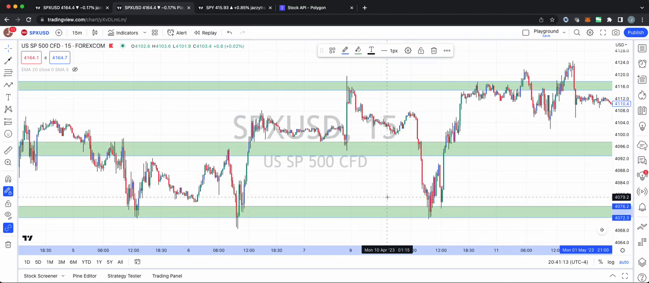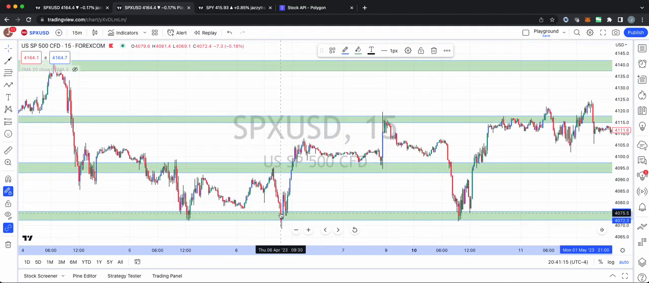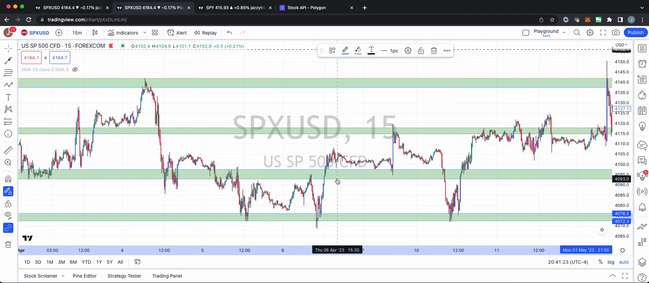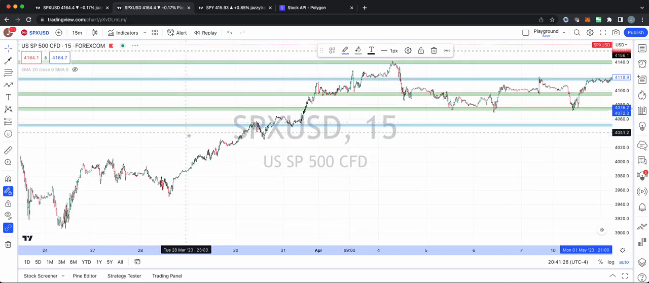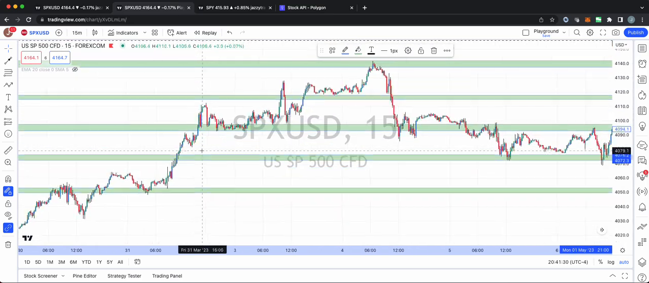And this is an inverse HNS as well. How many people saw that? Inverse head and shoulders. Head here, left shoulder, right shoulder. Neckline is like way at the top. Anyways, and not a clean head and shoulders, but yeah. So you guys see what I mean?